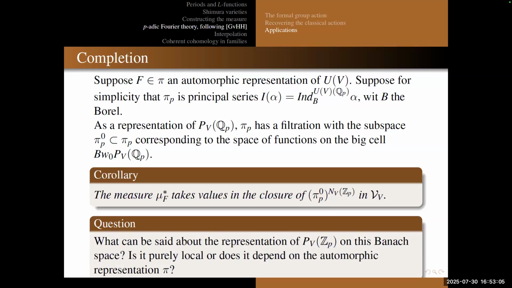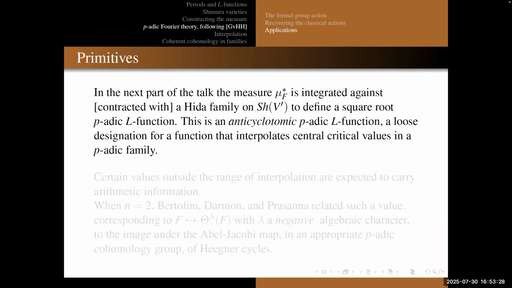So several questions arise. What can be said about the representation of the Z_p points of the parabolic on this Banach space? Is it purely local, or does it depend on the automorphic representation? Apparently, Sean has done some work, at least in the GL2 case, that suggests that it's purely local. It doesn't depend on anything except the original pi.